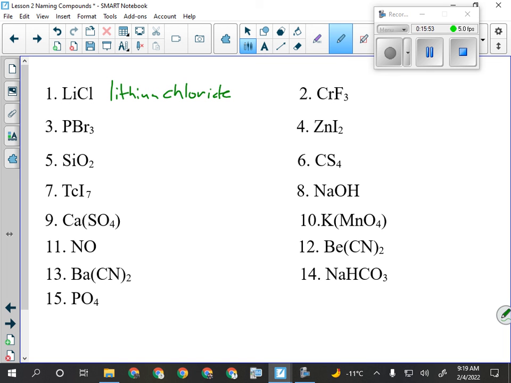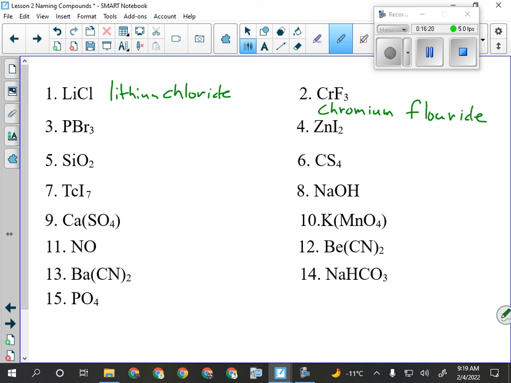For number 2, I've got chromium and fluorine. Ionic or molecular? It's ionic. Chromium is a metal, so I'm going to follow the ionic naming rules. Chromium, fluoride. Does this one need Roman numerals? Chromium can be a 2 or a 3, right?